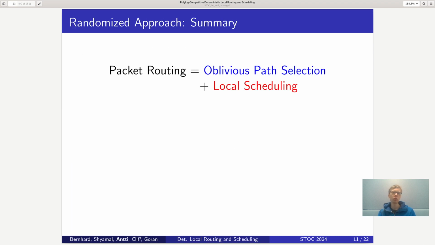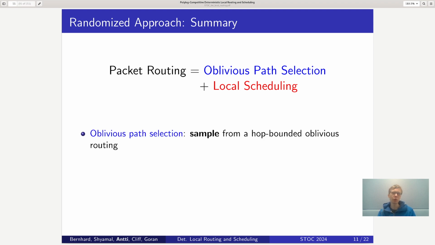Alright, so in summary, the randomized approach is to sample for each packet a path based on its source and destination from a hop-bounded oblivious routing, and then run local scheduling by sampling a random delay for a packet, having it wait that long, and then just walk its path.